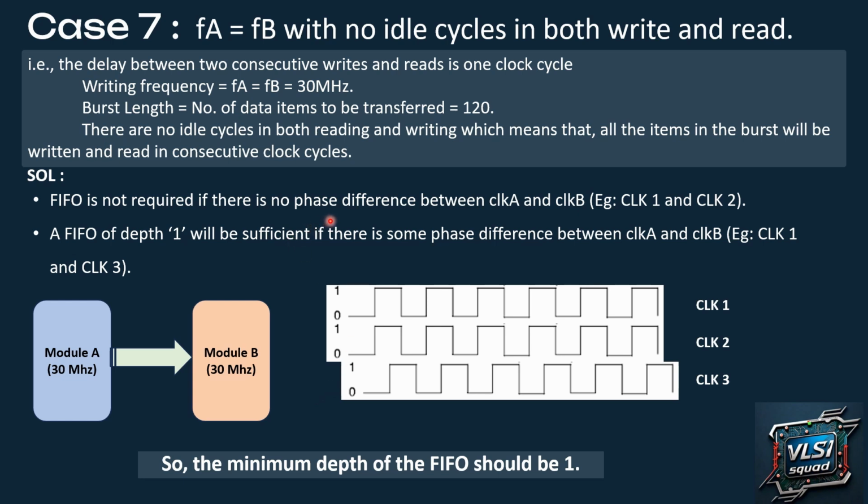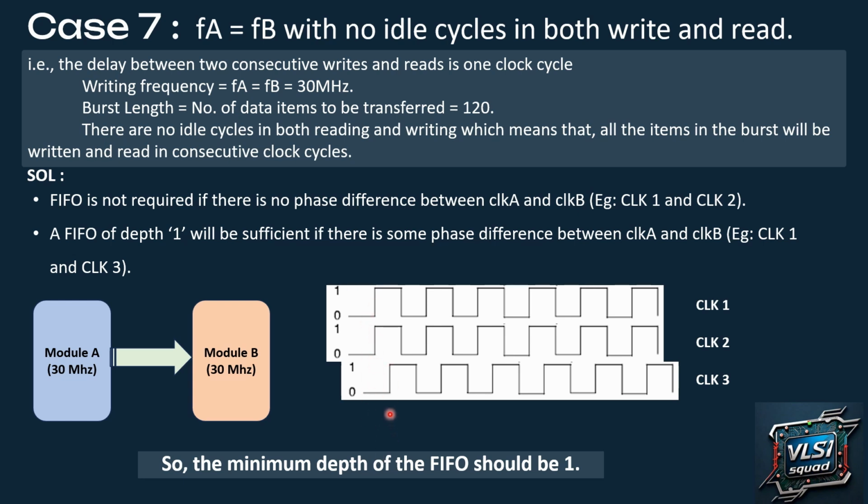So what do you mean by phase difference? Now I have given here three clocks: clock 1, clock 2, clock 3. Clock 1 and clock 2 are of the same frequency, and both of them are rising and falling at the same time. So clock 1 and clock 2 will be in phase, and there is no need of FIFO if they are used for writer and reader. But if you take clock 1 and clock 3, they are of the same frequency, but clock 1 is starting here, clock 3 is starting somewhere here. They are not starting at the same time and not falling at the same time. This is what I mean by phase difference.